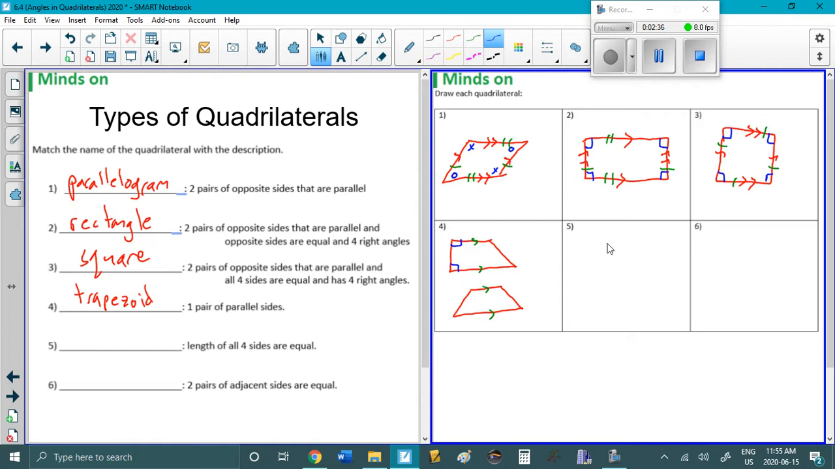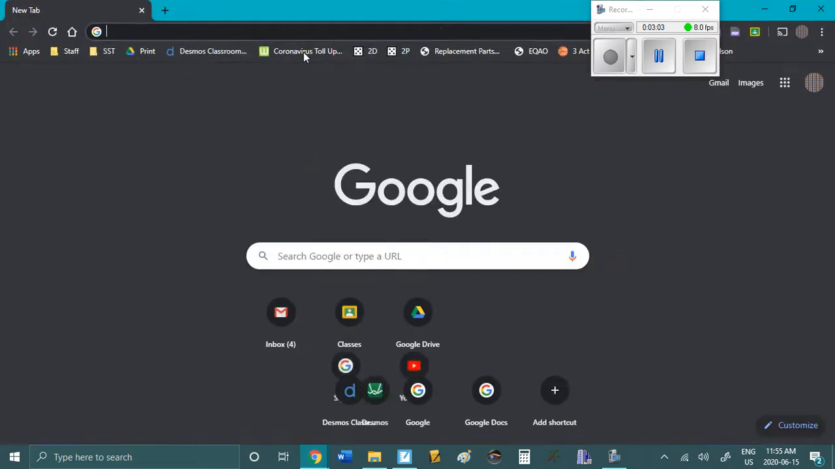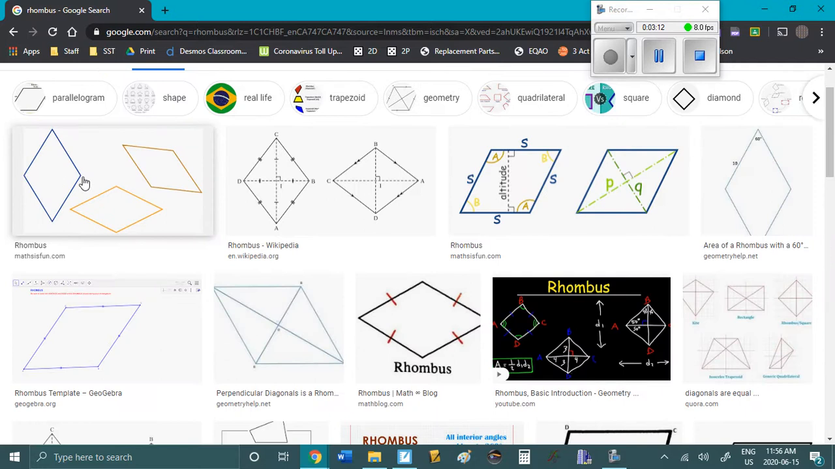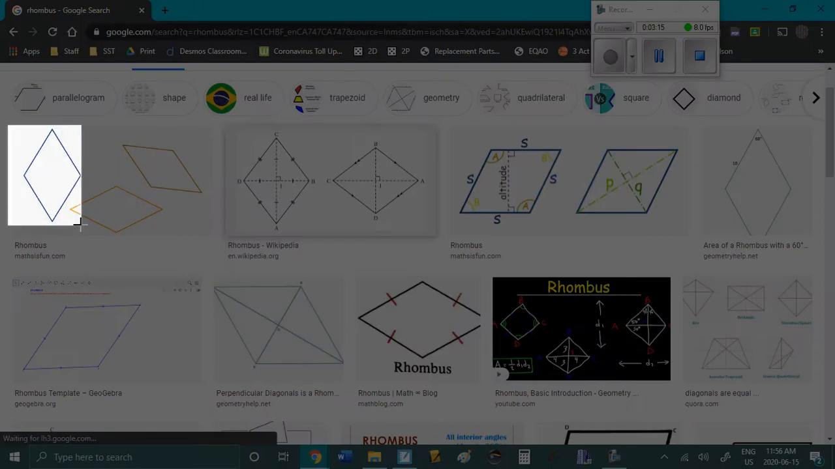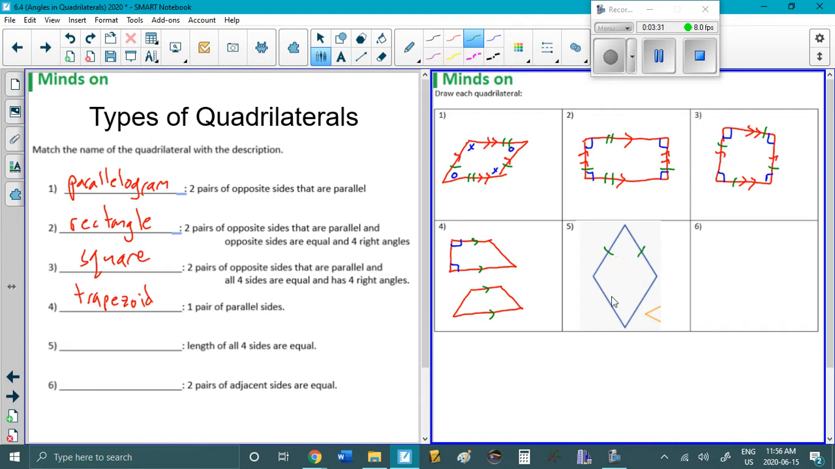Number five, the length of all four sides is equal. So you might be thinking that's a square, but it could also be a rhombus, which I can't seem to draw very well here. Let's see if I can find a rhombus. Okay, so that's a rhombus, but that looks more like a square that's been rotated. Let me get a new rhombus here. So there's some good rhombi there. All right, so here's a rhombus. And the only thing that matters in a rhombus is that these four sides are equal. But what ends up happening as well is that this angle is the same as this angle, and these two angles are equal. And that was a rhombus.